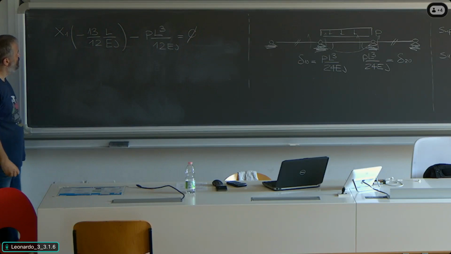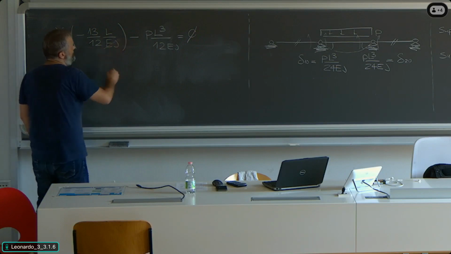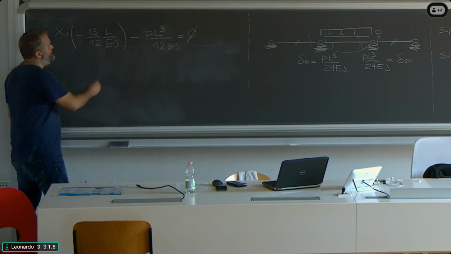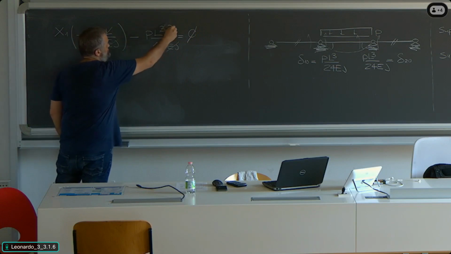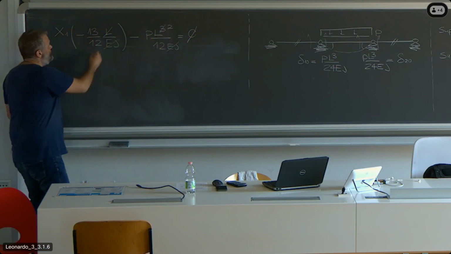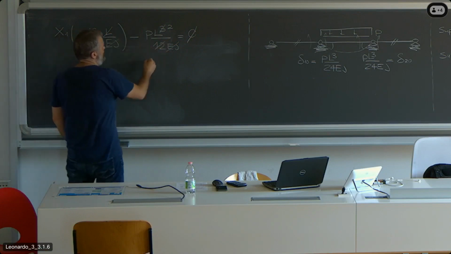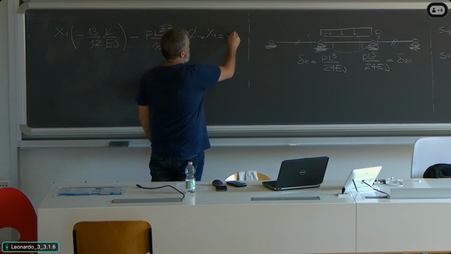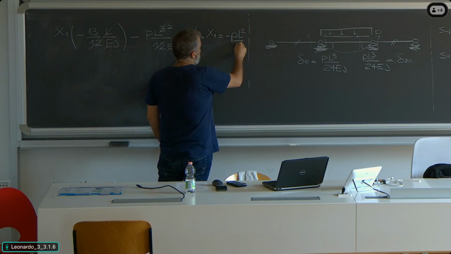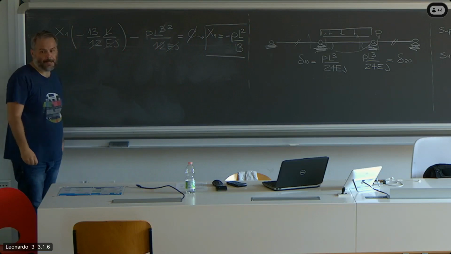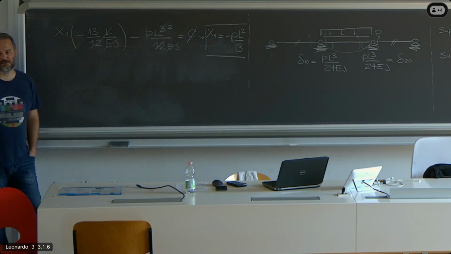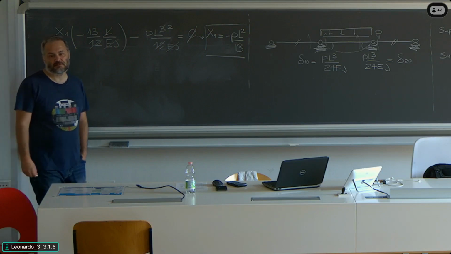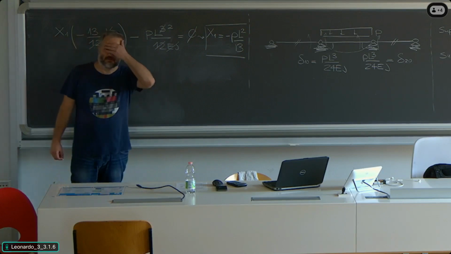Now, a little bit of simplifications. EJ and EJ cancel out. L cancels out with one L here, which becomes L to the power of 2. 12 and 12 cancel out. Final result is x1 equal to minus PL to the power of 2 divided by 13. Okay? Simple. Is this value nice? I don't know. It's quite simple, so not bad.